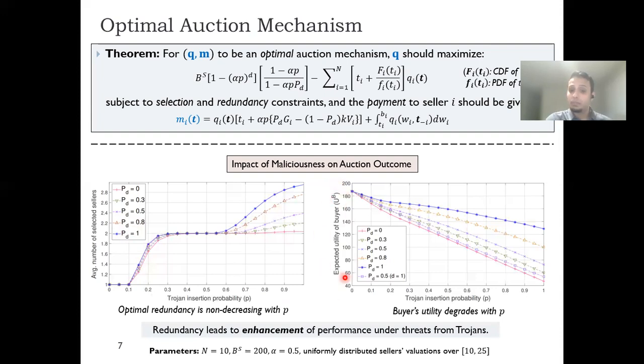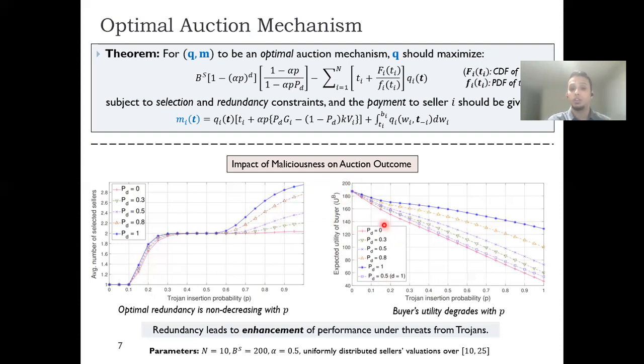Next, we have plotted the expected utility of the buyer versus the Trojan inserting probability. Here, what we are able to see is that as we increase the Trojan inserting probability, it is obvious that if the Trojan is inserted more and more in the ICs, the expected utility of the buyer will decrease, because whatever the buyer acquires has some certain Trojan inserted. So that actually decreases the expected utility of the buyer.